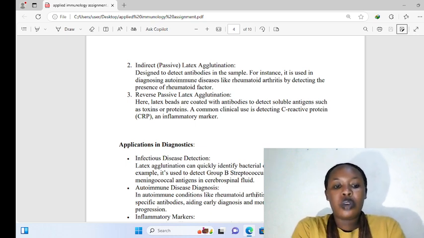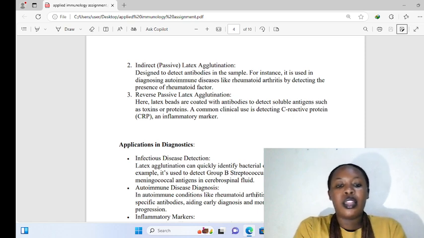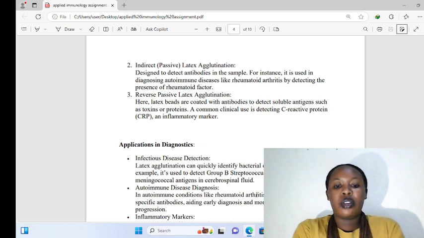The third one is reverse latex agglutination. Here, latex beads are coated with antibody to detect soluble antigen such as toxin or protein.